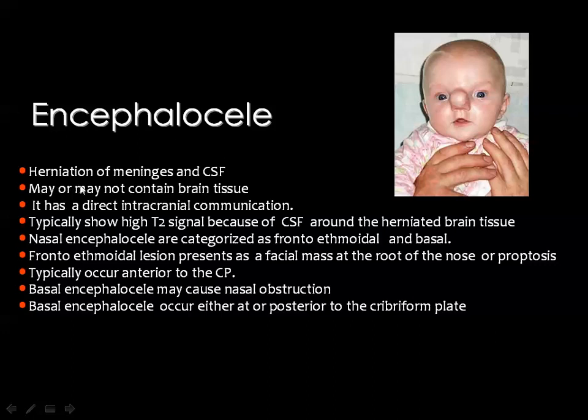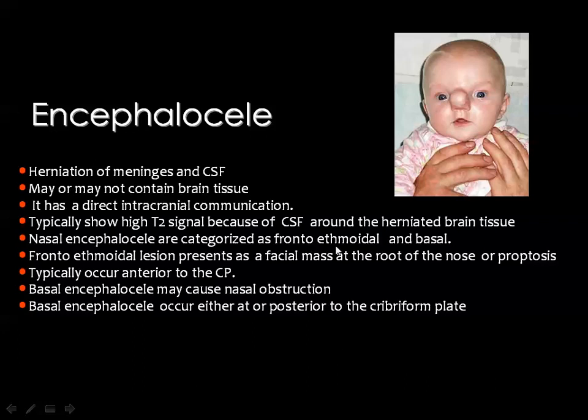This encephalocele may or may not contain brain tissue, and it usually communicates directly with the intracranial space, and the contents may show high signal because of the CSF as well as some of the herniated brain tissue, which may be disorganized brain tissue.